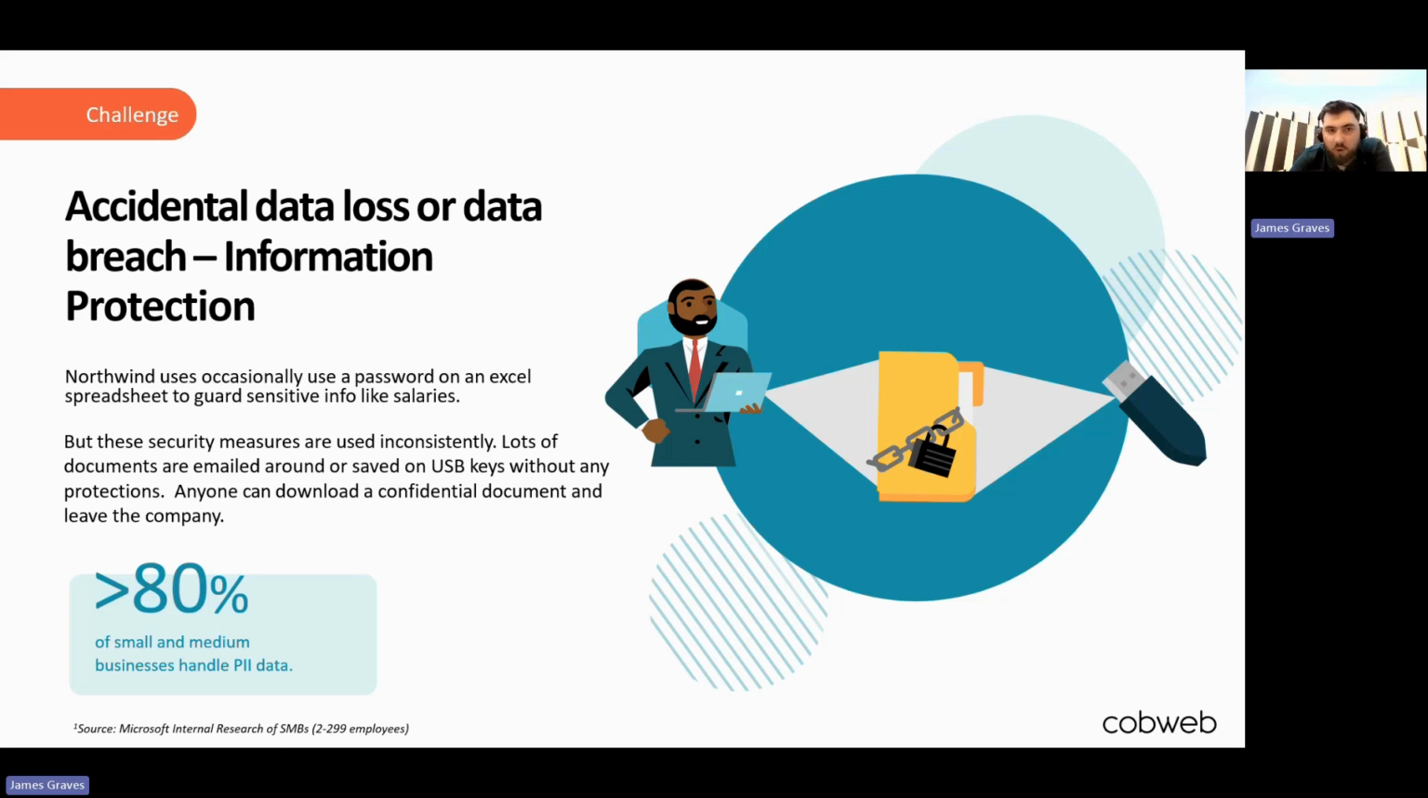So you'll see here, Northwinds occasionally uses a password on an Excel spreadsheet. This is to guard sensitive information. Think salaries, as it says on the screen there. We could be looking at sales plans and potentially HR documentation. This is all they're using it for at the moment. But the security measures that they're using are inconsistent. There's lots of documents that are emailed around the business or saved onto a USB stick and so on and so forth, with no protection against these documents other than that password.